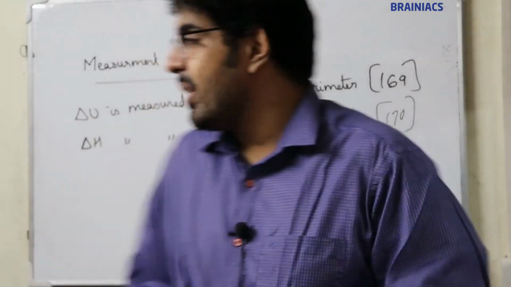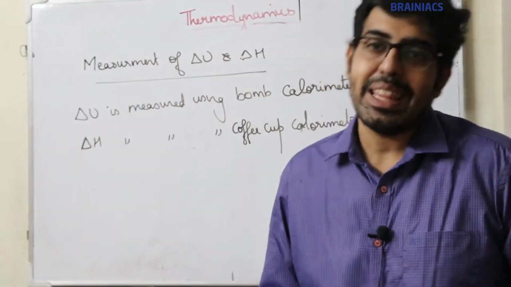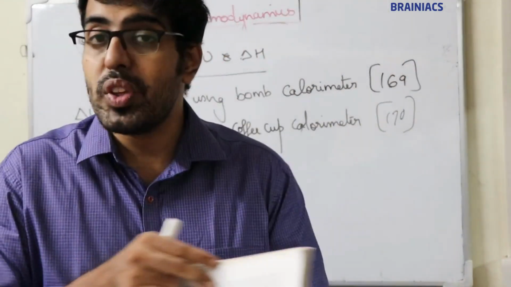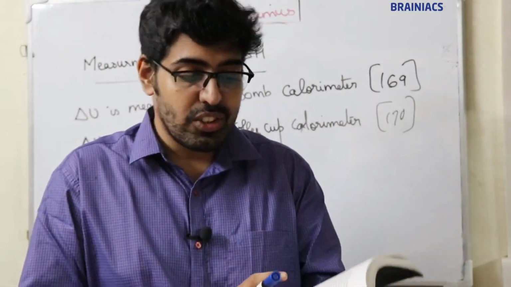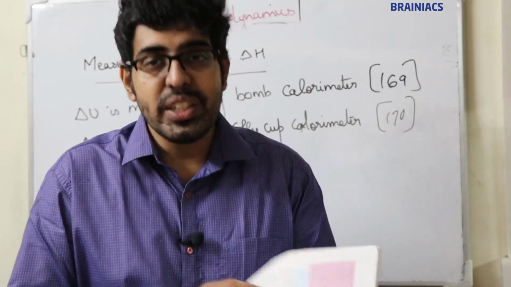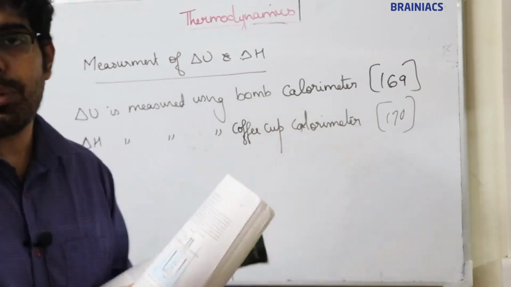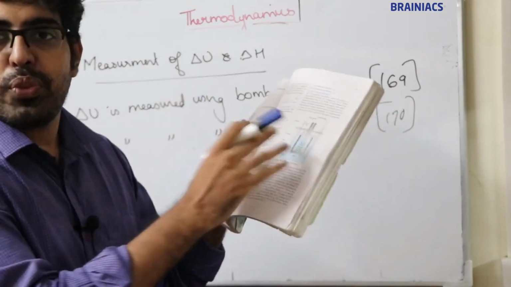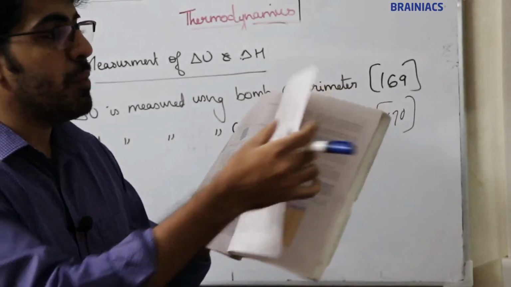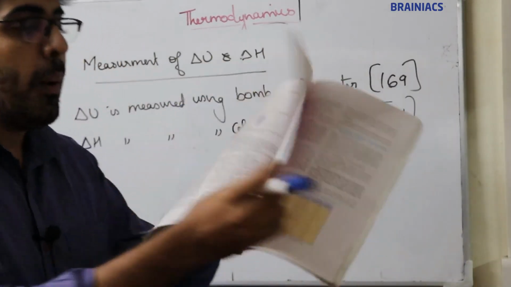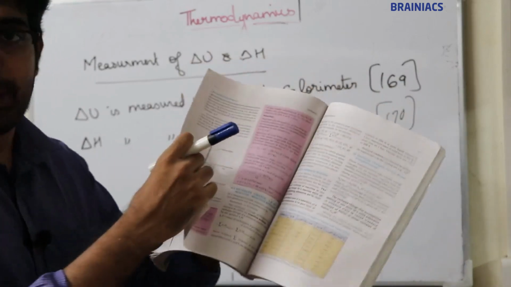Delta U is the change in internal energy and delta H is the change in enthalpy. The change in internal energy and change in enthalpy are measured using an instrument called a calorimeter, and the figures of these instruments are given on pages 169 and 170 in your NCERT textbook.